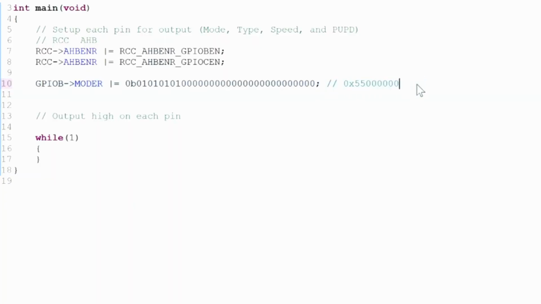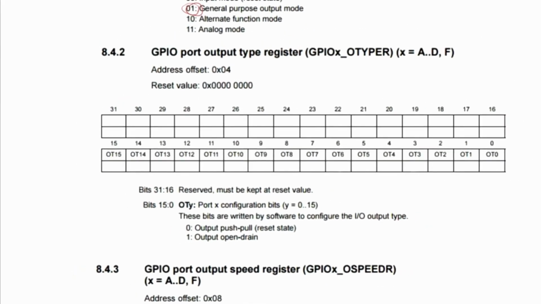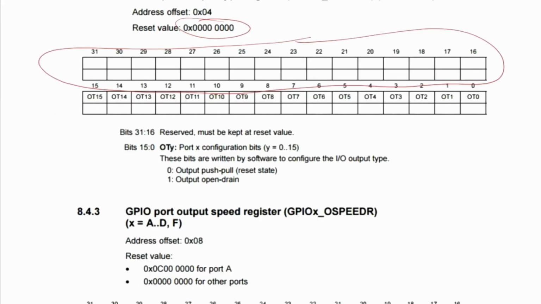So let's go ahead and do the rest of the registers that we need, the type, speed, and pull up, pull down. So let's take a look at the type register. This is a single bit register, so we don't need this top portion at all. And we can see that the reset value is just 0, so we can manipulate this however we need. So we're going to be using the output push-pull, the reset state. We're not going to have the open drain state.